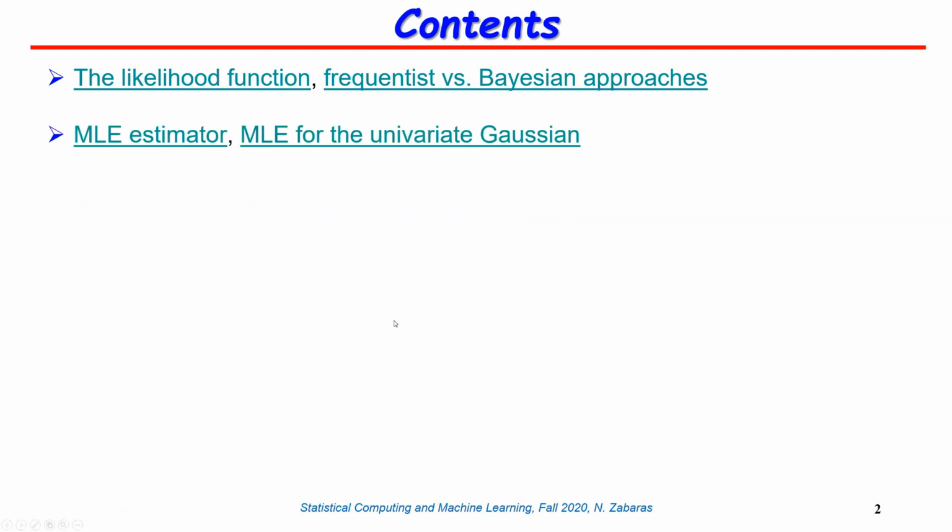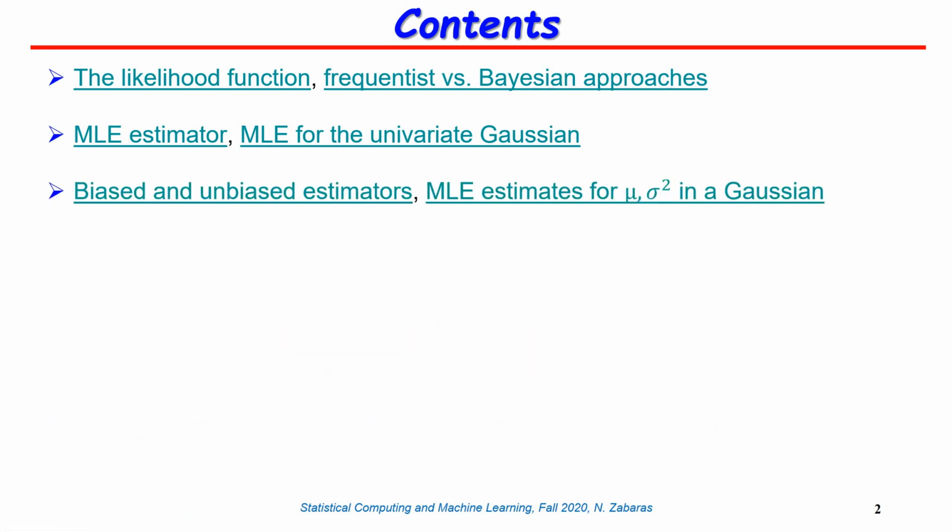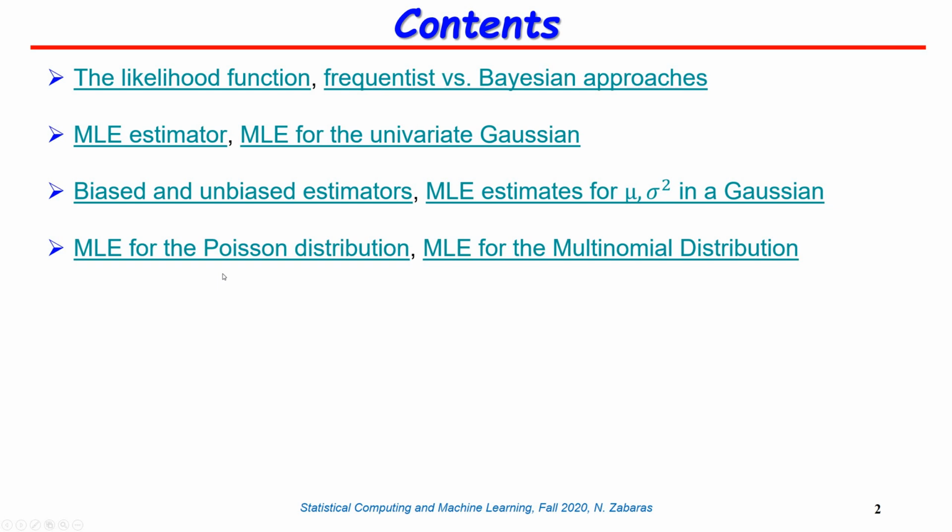So we will introduce formally the maximum likelihood estimator, and we will see it once more applied to the case of the univariate Gaussian, where our task will be to compute estimates for the mean and the variance of the Gaussian. We will use this opportunity for the univariate Gaussian to talk about what we call biased and unbiased estimators. So that would be a good place to introduce these concepts. And of course, I'm going to give you a few more examples.